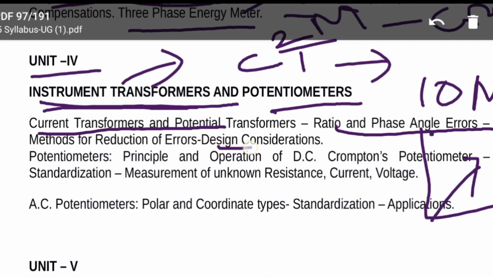What are the design considerations? All this will be just to know only. You won't get question about this. Design of CT and PT, bar type, wound type, so many types.